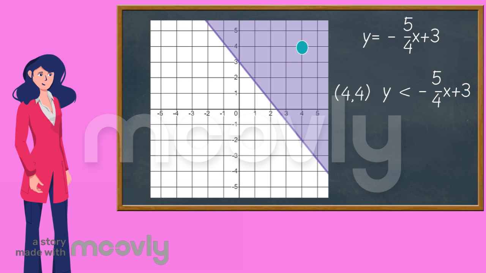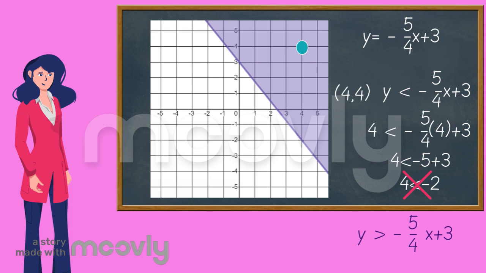When we plug this in, we get 4 is less than -5/4 times 4 plus 3, which becomes 4 is less than -5 plus 3, which gives us 4 is less than -2, which is not true, which means we have the wrong inequality sign. So this one is going to actually be a greater than. And since the line on the graph is solid, it's actually going to be a greater than or equals to.